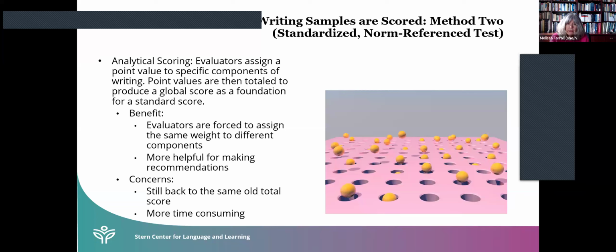The good thing is that this takes away that bias of, this handwriting is nicer, so I'm going to give that one a higher score. It forces evaluators to assign the same weight to specific components of written expression. And that analytical process, having to think about different criteria, results in a better summary of how that child performs, and then results in better educational recommendations for instruction.